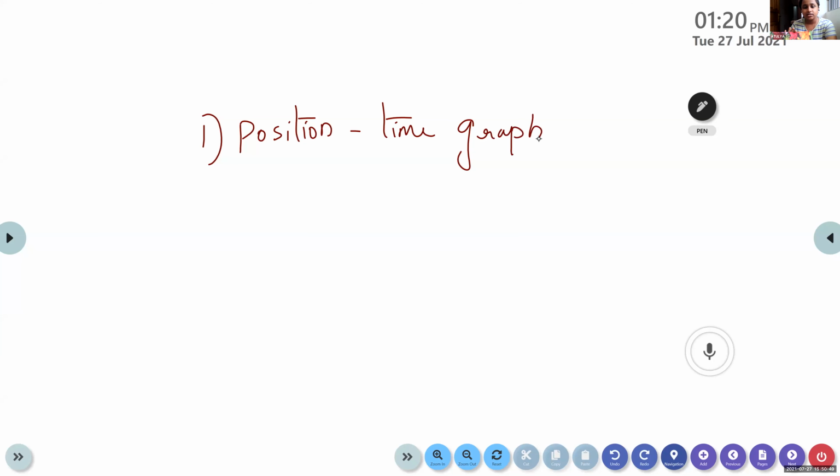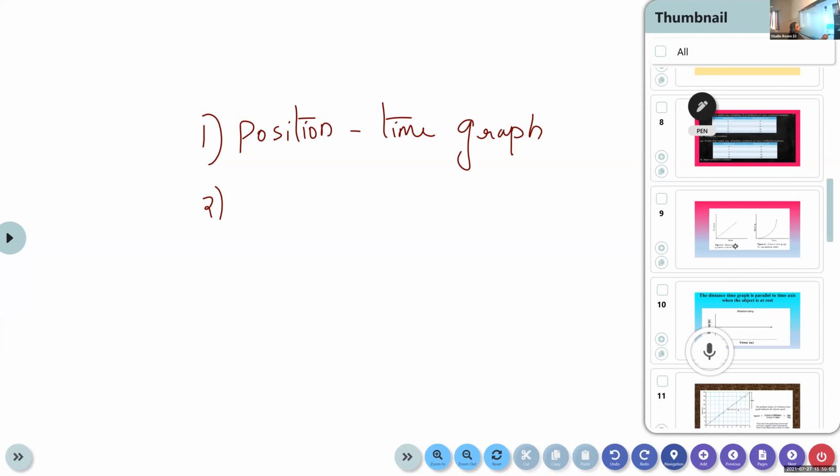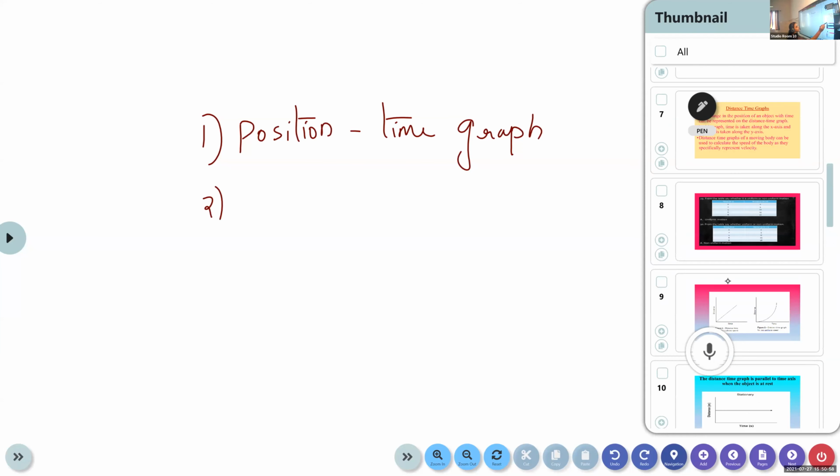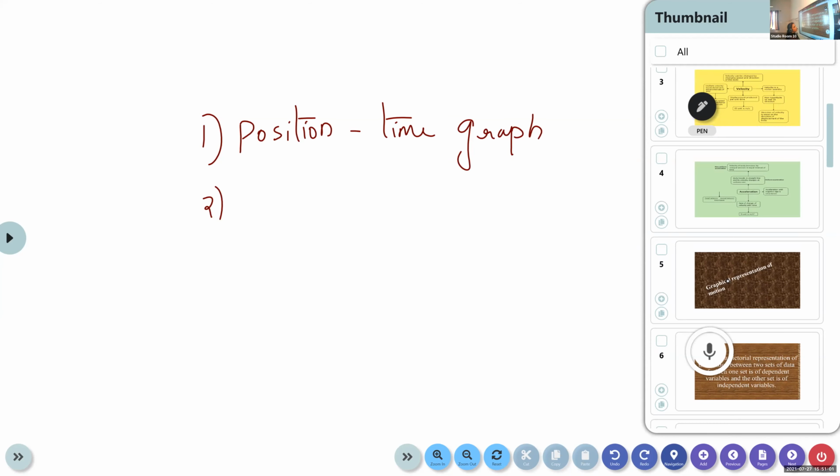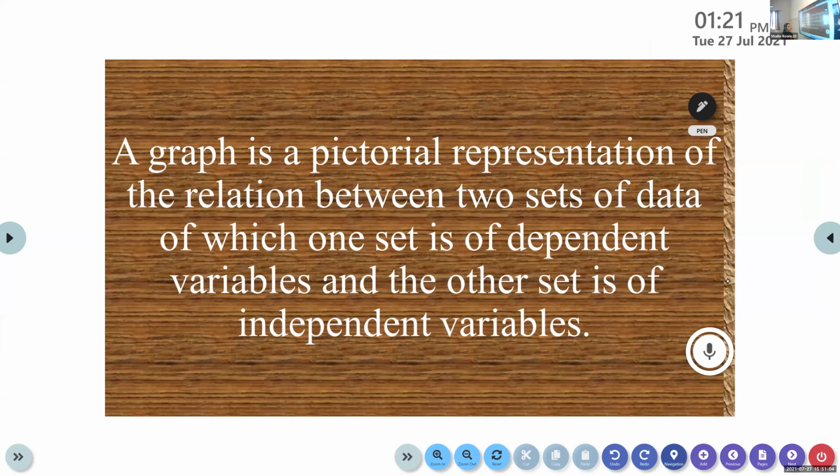Ma'am, can you show the previous slide? This is the definition for graph. Graph is the pictorial representation of two sets of variables, of which one set of variable is dependent and the other set is independent in nature. A graph is a pictorial representation of the relation between two sets of data, of which one set is of dependent variable and the other set is of independent variable.